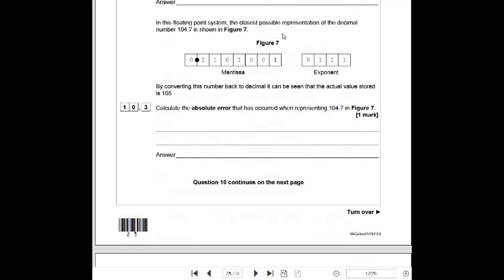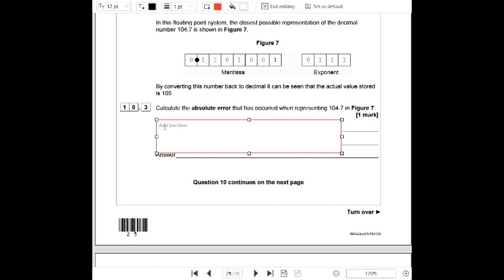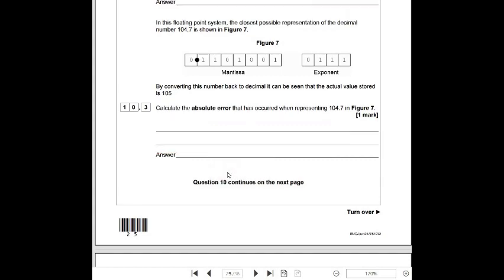Number 3, in this floating point, the closest possible representation is 104.7. By converting this number back to decimal, it can be seen that the actual number stored is 105. So we have to calculate the absolute error. The way you would do that would be 105 take away 104.7. That answer is going to be 0.3. If you do a question, use the information they give you, use those numbers. So I've taken away 104.7 from 105, it's 0.3, bosh, done, 1 mark. This is one where you can say bosh if you get it.